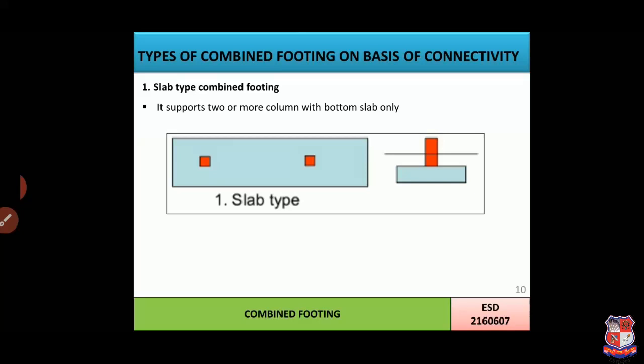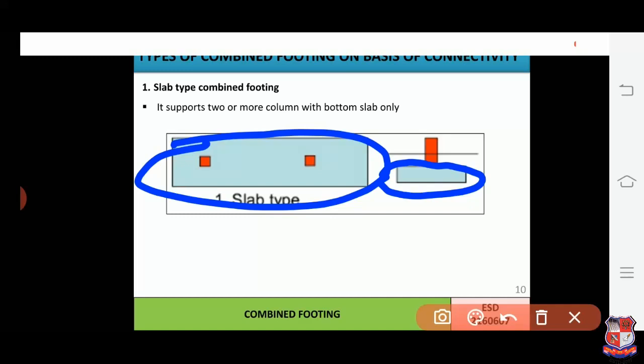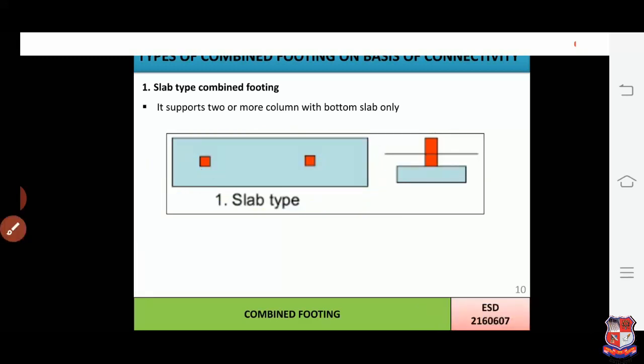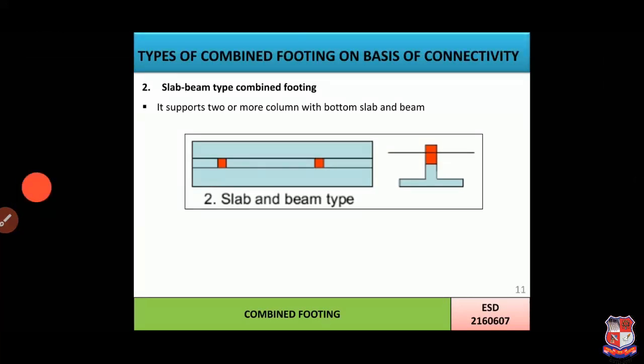First one, slab type combined footing. Now it supports two or more columns with the bottom slab only. Now over here we can see that this one is the bottom slab, that is this color. Okay, now two columns are connected by it. Okay, so both columns are connected by the bottom slab. Okay, further, second one, that is slab beam type combined footing.